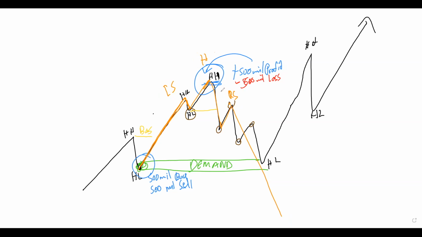Why? Because what led to this break of structure here was this demand. That demand was not mitigated, right? So price did not come back and successfully mitigate that demand as yet, meaning that at this point here, the bank still needs to be let out, right? So price must mitigate in order to let the bank out.